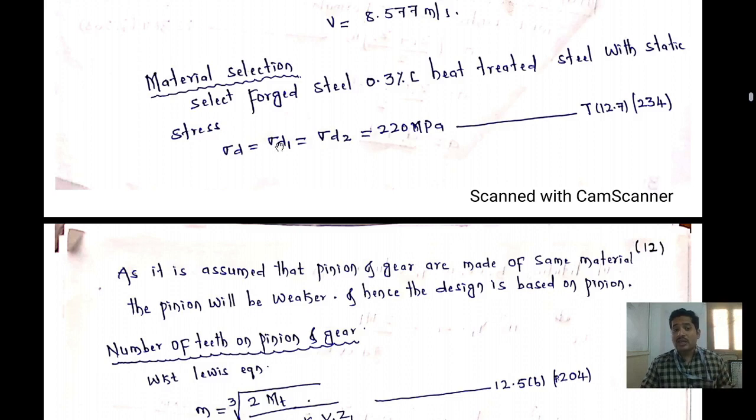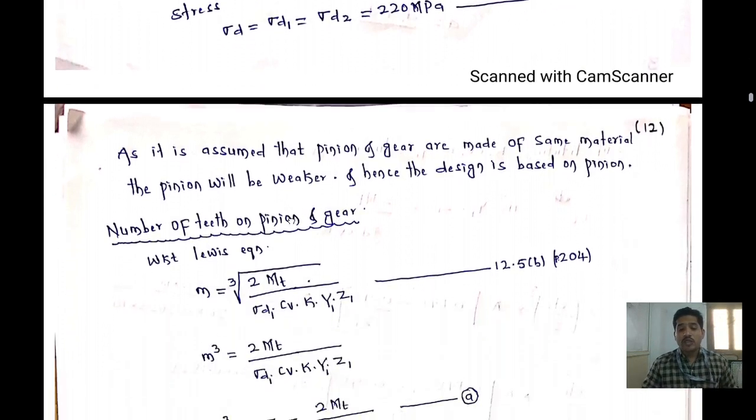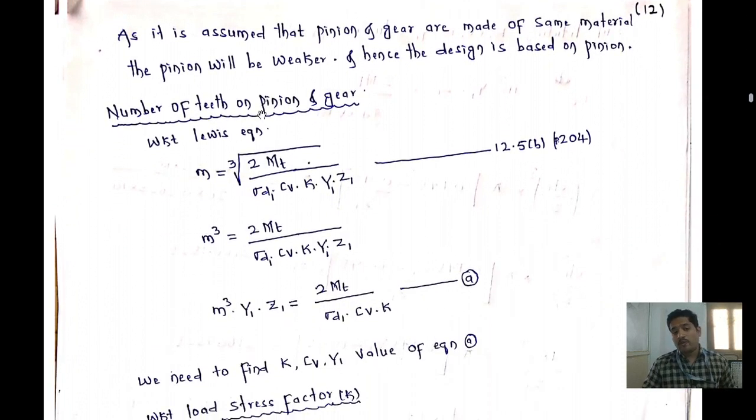for that reason the static strength of the pinion should be lesser than the static strength of the gear. So for that reason the pinion will be weaker, we are considering. Hence the design is based on the pinion we are designing. First of all, we know the procedure, the number of teeth on the pinion and gear.